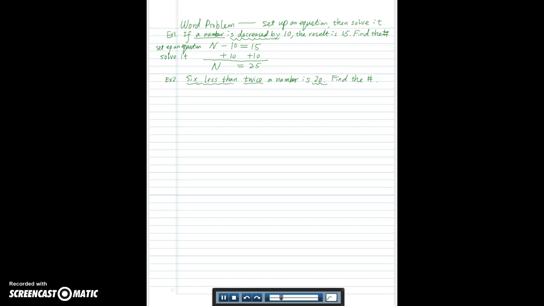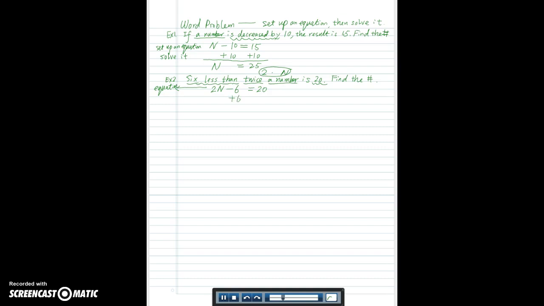So 6 less than, we know it's minus 6 from the previous section. Twice a number. A number is unknown, so we're going to pick a letter for that. Letter N. Twice means 2, so it's going to be 2 times N. And 6 less than 2N means we take 6 away from 2N, so we subtract 6 from 2N. Is is the equal sign, and 20 is 20. So what we're doing here is translation. After translation, we should always get an equation, and we solve the equation.